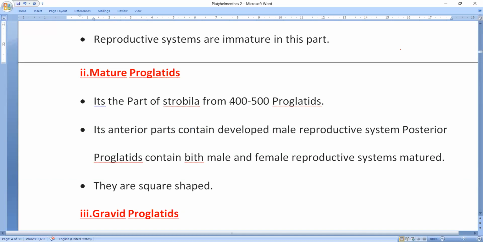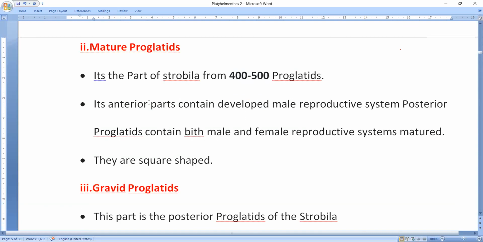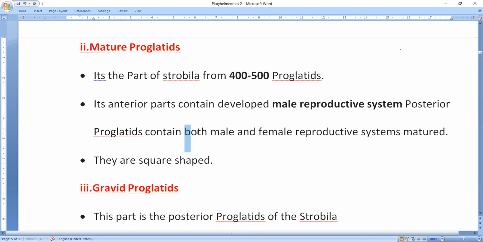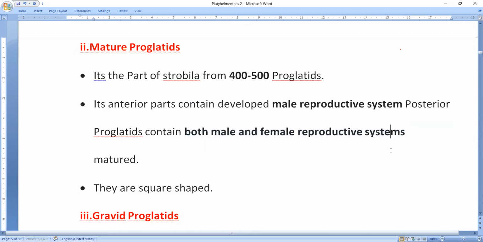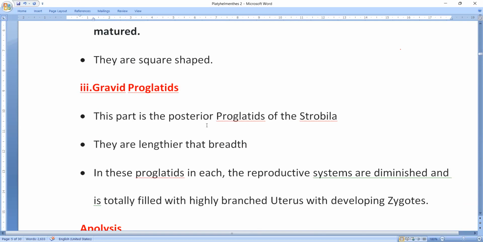Mature proglottids come after the immature proglottids, about 400 to 500 proglottids. In the anterior mature proglottids, they contain a developed male reproductive system. The posterior proglottids contain both male and female reproductive systems. They are matured or highly developed, and they are square shaped.